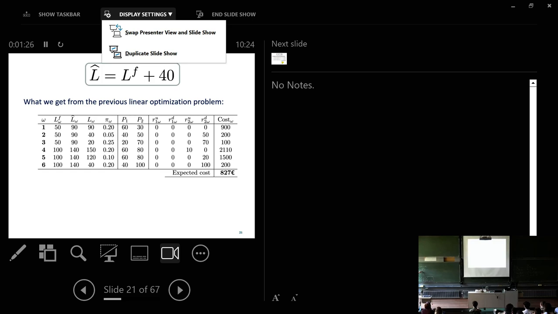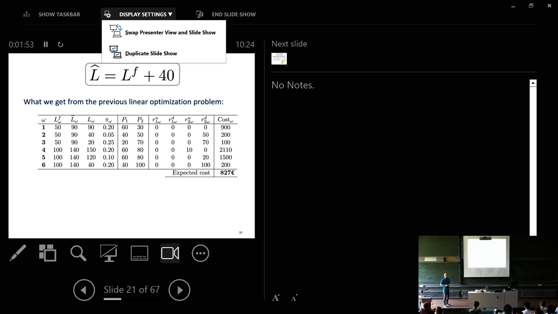50 for P1, and, no, pardon, 60 for the first one, and 30 for the second one. If I put here 90, it should be 60, 30. If I put 100, it should be 60 and 40. But I'm getting different values depending on the scenario.